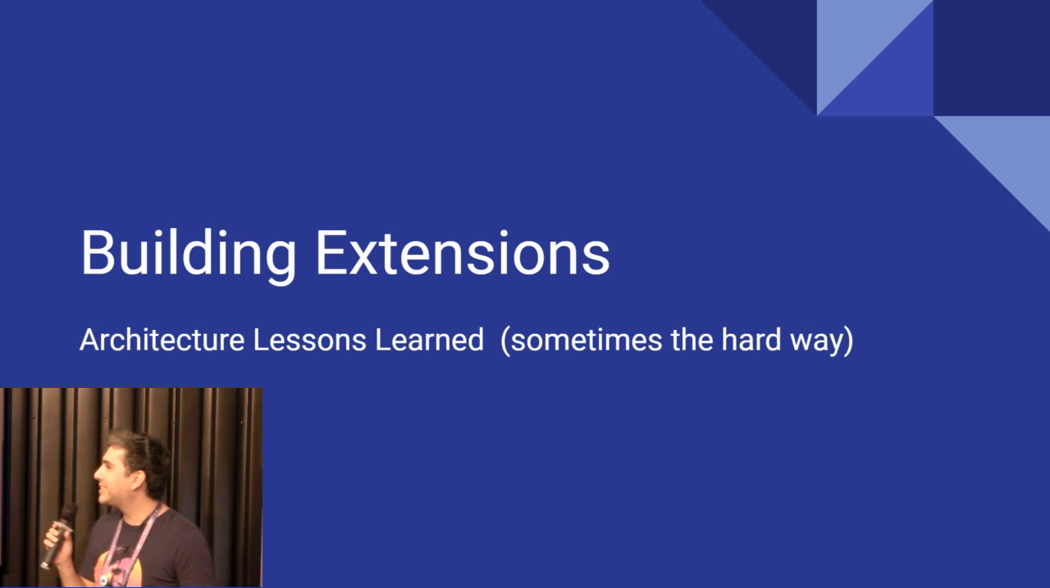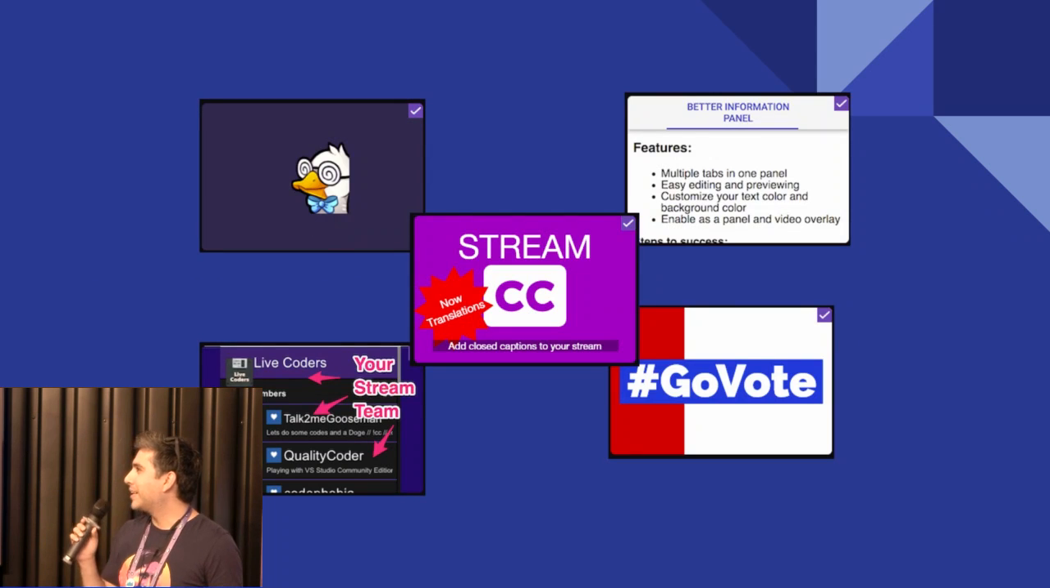Building extensions, architecture lessons learned, sometimes the hard way. I have a number of extensions that I built on the App Store: the GitHub Project extension, Better Information Panel, Stream Teams extension, Stream CC, and then just a small Hashtag Go Vote, just to make people aware about going to vote. I'm going to talk about four of these extensions, not the Hashtag Go Vote. That one's easier.